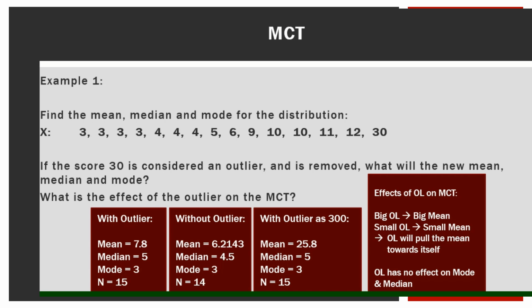Example 1, they've given you ungrouped data. When you have ungrouped data, you need to rearrange it from small to big. Then only you can do the question. The first part of the question asks you to calculate with the outlier. So in this case, your outlier is 30.